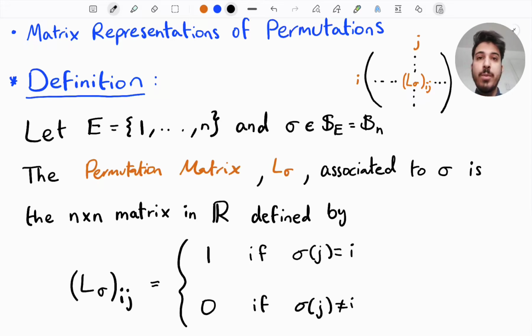For each column, we will see where sigma sends the jth column. If sigma sends the jth column to the ith row, we go to the ith row and we write in ij the number 1. Because sigma sends j to a single i and nowhere else, all the other rows in the same column have to be equal to 0. So we will have a single 1 in the column, and all the other rows in that column are equal to 0, and we repeat the process for each column in the matrix until we have fulfilled our permutation matrix.